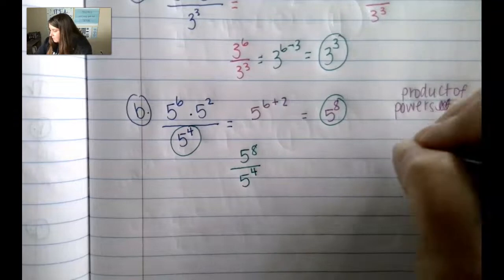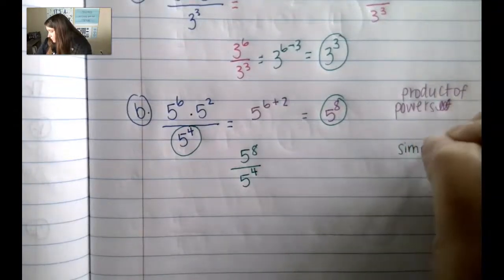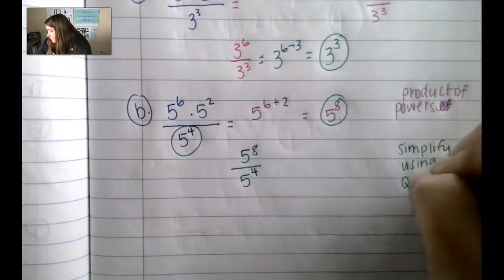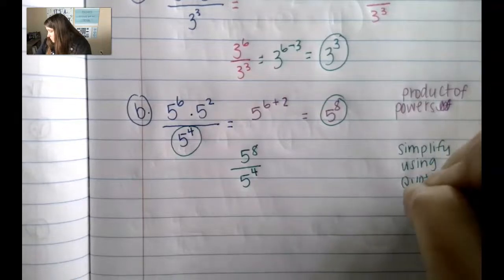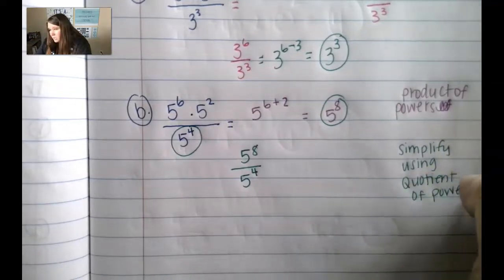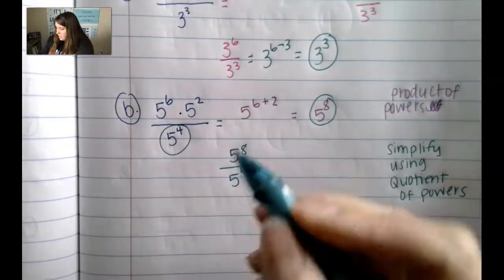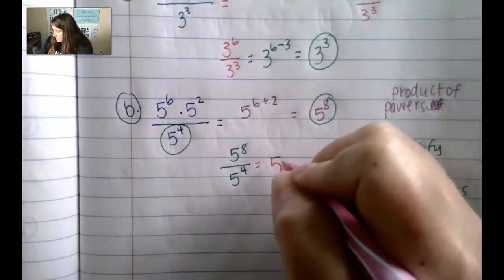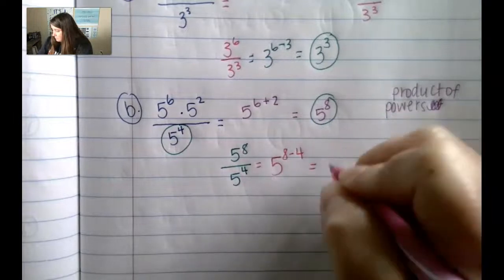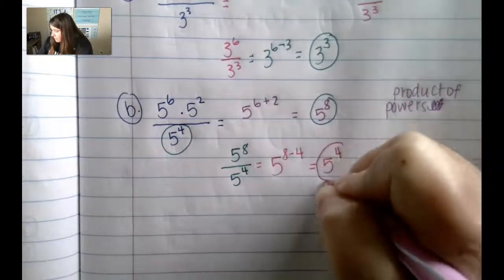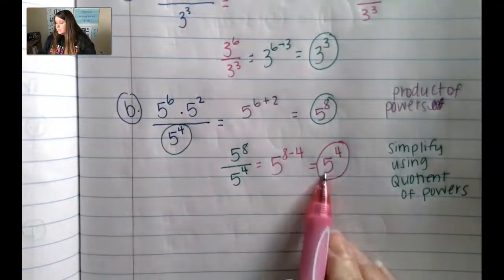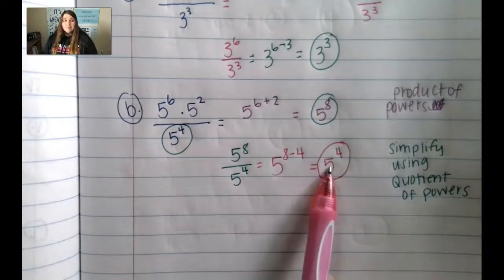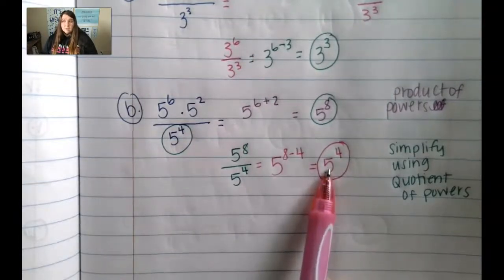And now here we're going to simplify using the quotient of powers property. This is the same thing as saying that we're going to subtract. So same base, 8 minus 4, which means that we have 5 to the power of 4. This is equivalent to this. We're done. We've simplified. We are not solving. We're not evaluating. We're just simplifying.